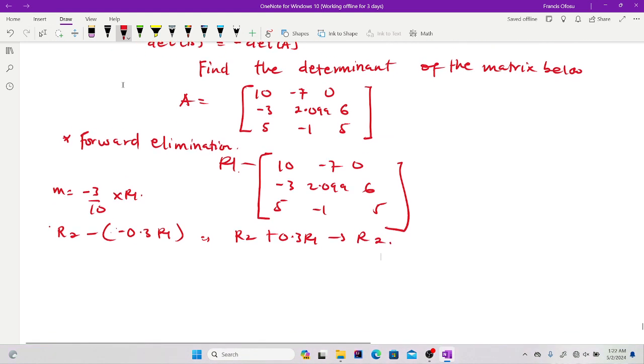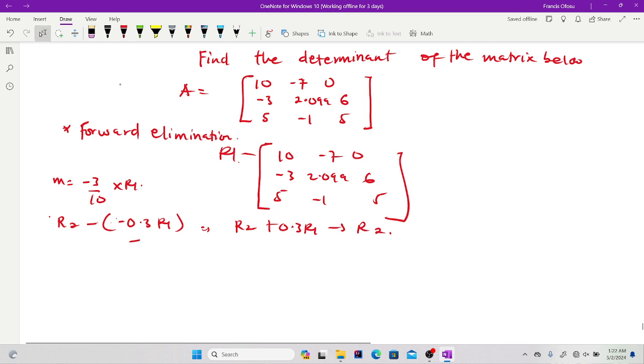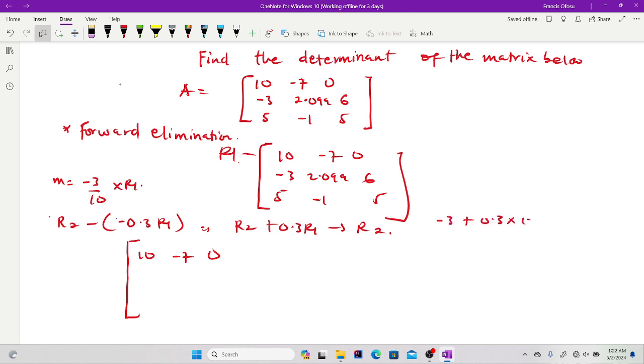So let's see how the entries will be. With this, the entries will be simply 10, negative 7, which remains. Then here I'll have negative 3 plus 0.3 times 10, and that is giving me negative 3 plus 3. That is 0. So here is 0. Then here is 2.099 plus 0.3 times 10. What do we get? We get 5.099.